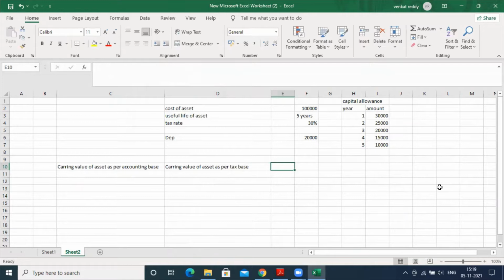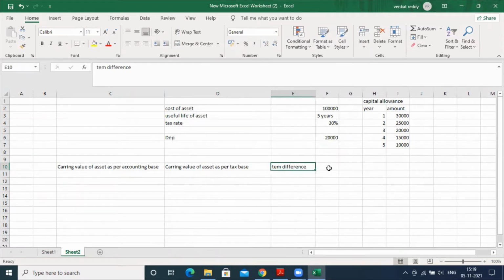Then temporary difference. Then deferred tax. Then the effect of deferred tax in our statement of profit and loss account and statement of financial position.